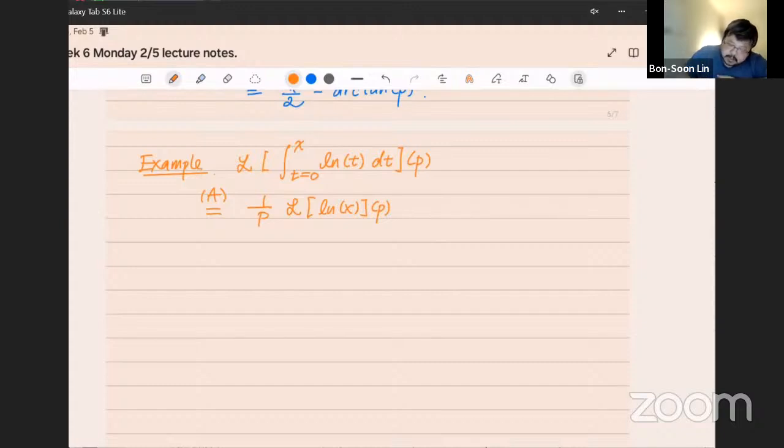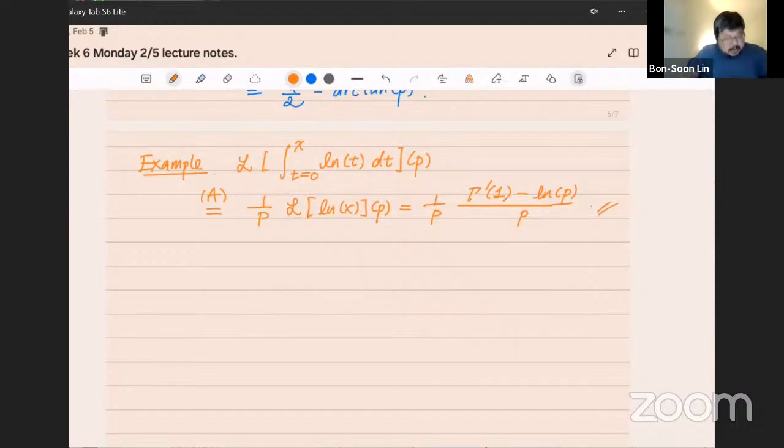Do we all remember what the natural log of x transform is? Don't know if you remember, but it is this weird function, gamma prime of 1 minus natural log of p, all divided by p. Okay, so we just use what we just learned earlier.